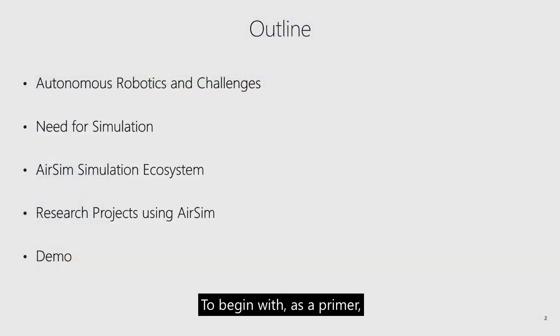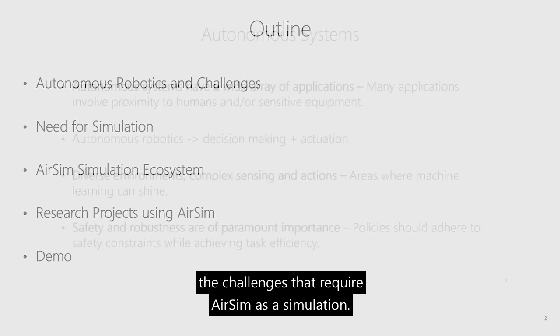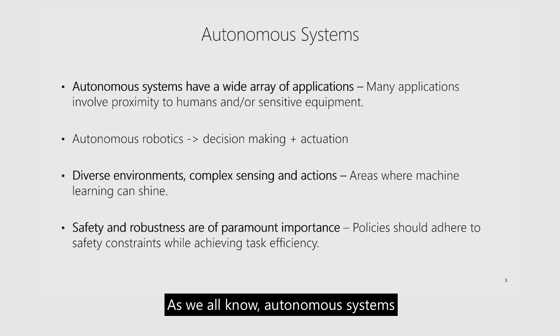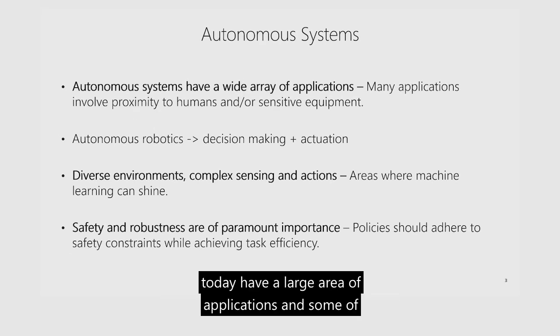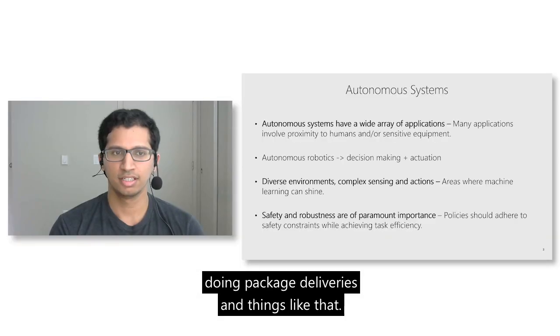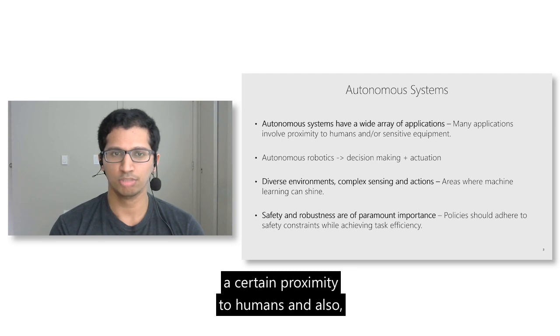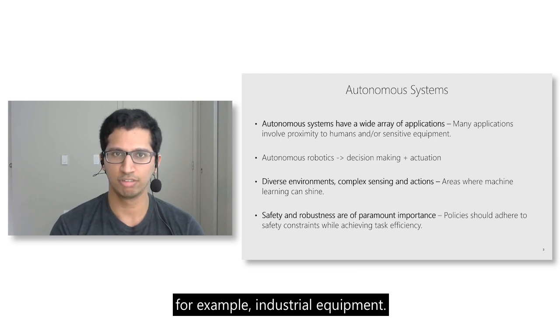To begin with, as a primer, I'm going to talk about autonomous robotics in general and what the challenges are that require AirSim as a simulation. As we all know, autonomous systems today have a large array of applications, and some of the most popular ones are things like self-driving cars, and, for example, drones that are supposed to be doing package deliveries. As we can see, many of these applications involve a certain proximity to humans and also, for example, industrial equipment.